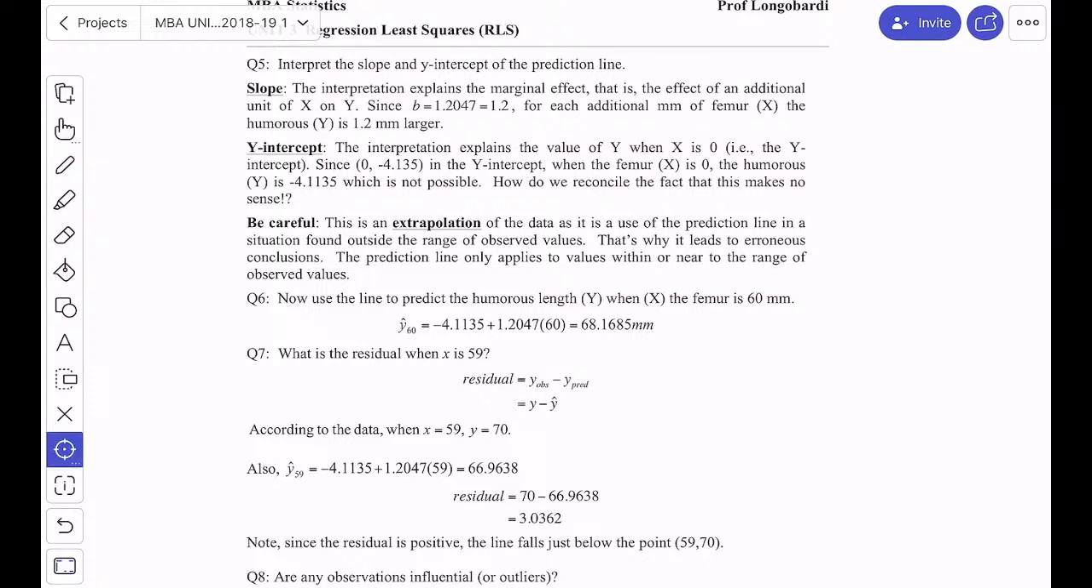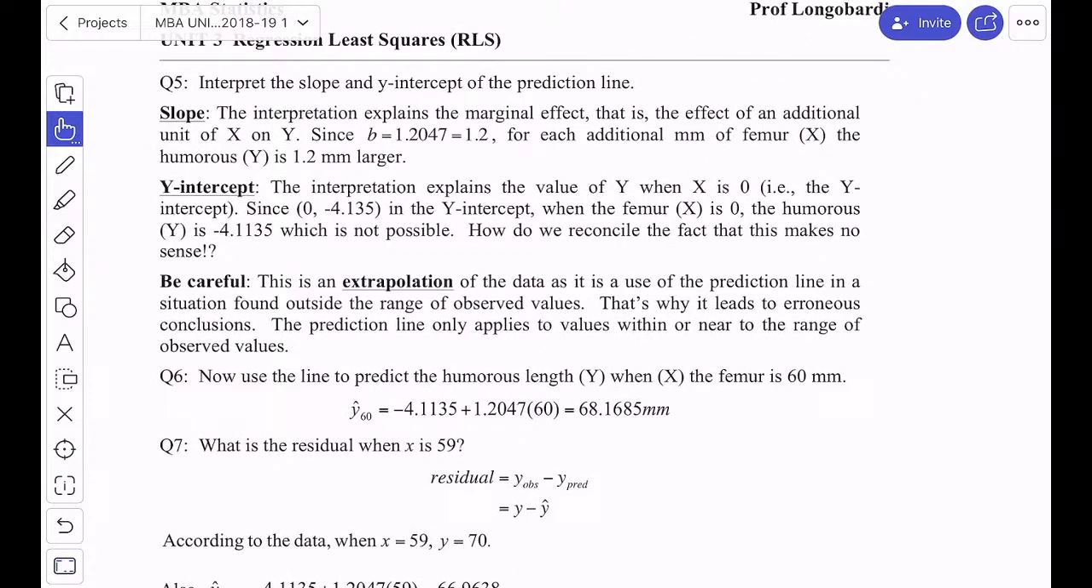The interpretation of the slope is it explains the marginal effect, the effect of an additional unit of x on y. So you have to fill in the variable names to move away from this general definition. For each additional millimeter of femur, the humerus is 1.2 millimeters longer or larger. Now, that's what I just discussed.